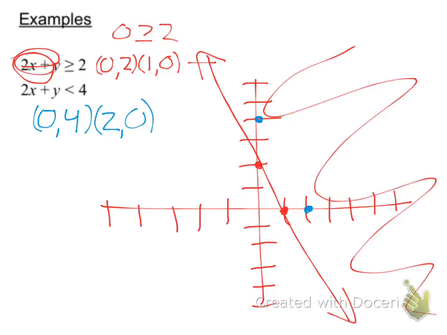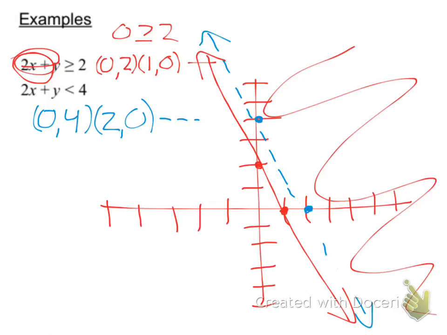Now, the question is, the symbol says it's a less than symbol. Does that mean it's included or not included? If it's not equal to, then it's not allowed. And so this will be a dotted line. And so when we go here and make our dotted line, where's our dotted line?